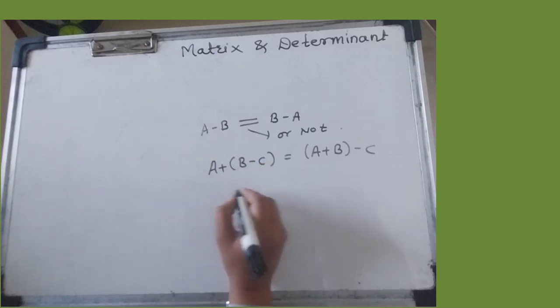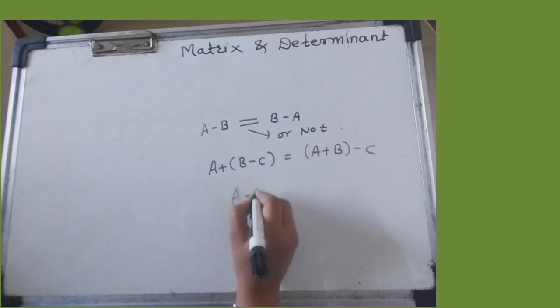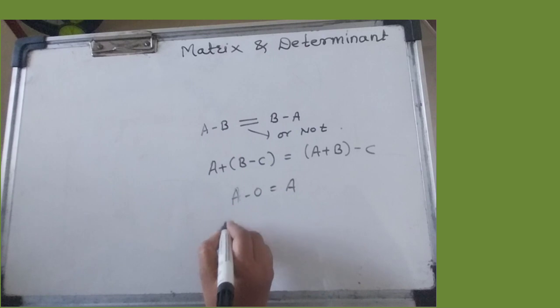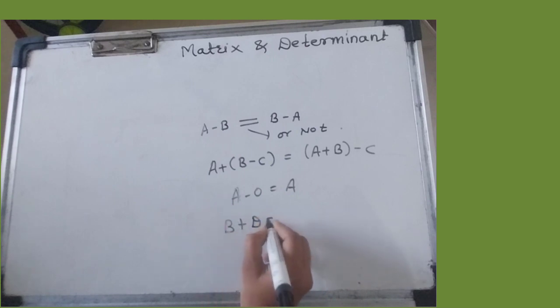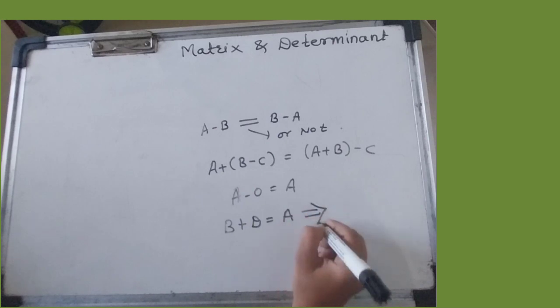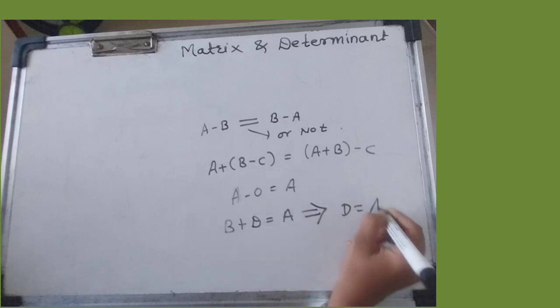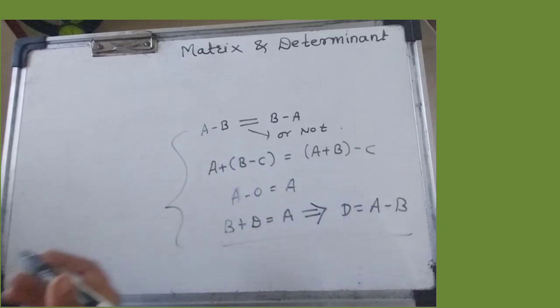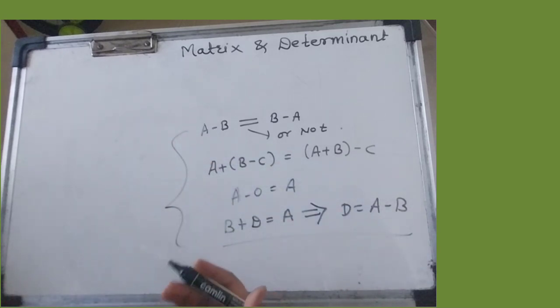A minus 0 equals A. Sometimes they ask: B plus D equals A, which implies that D equals A minus B. Check whether they are the same or not. There are so many questions from textbooks. Solve them. If any doubt, ask me.